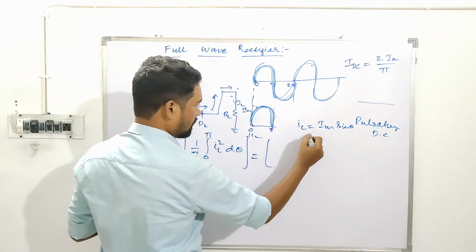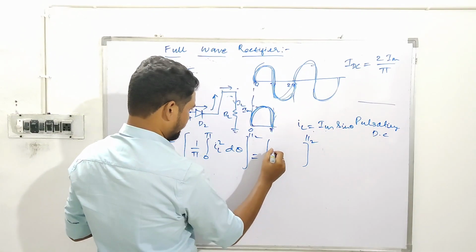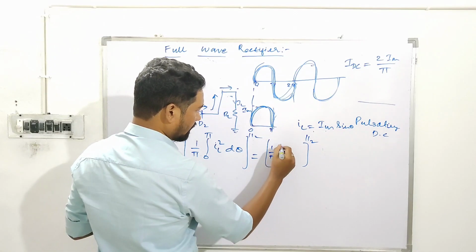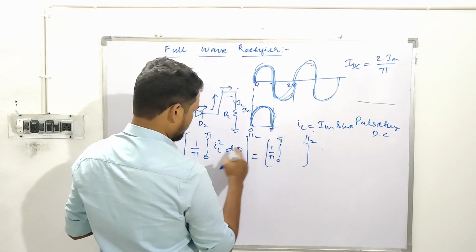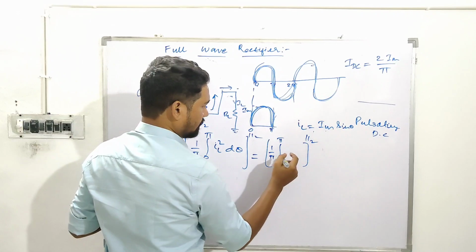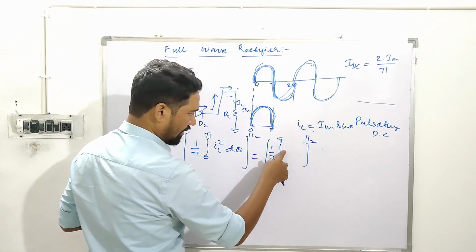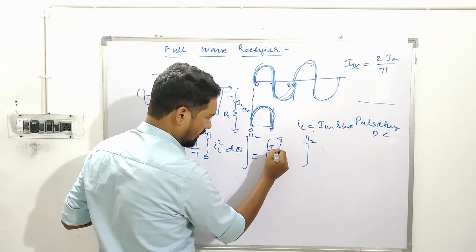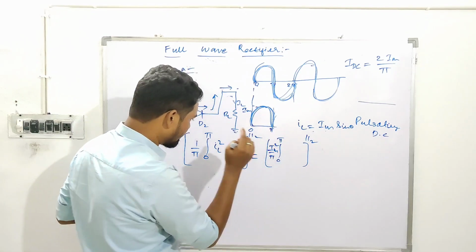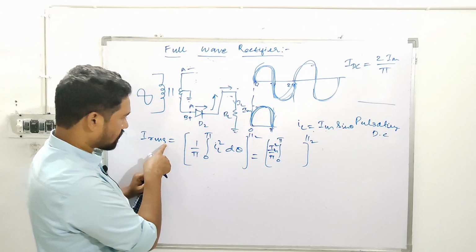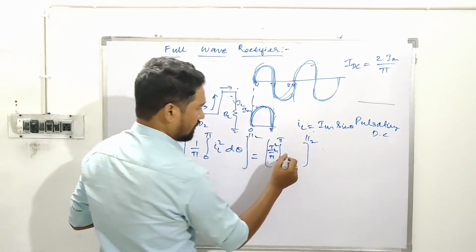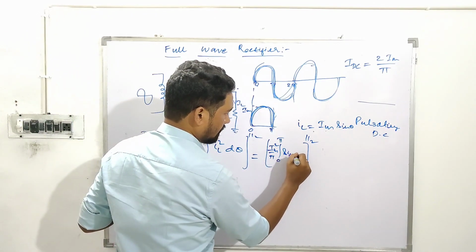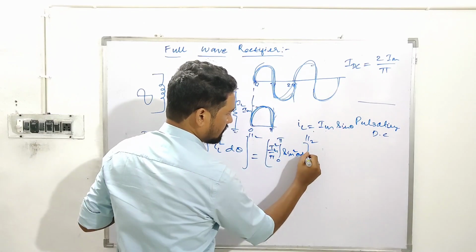I'm not doing anything with the root for now. It's 1 upon pi, integral 0 to pi. The load current is Im sine theta, and Im has nothing to do inside the integration, so I'm taking it out. Im square, where did that square come from? Here, this is the square. And sine square theta d theta.